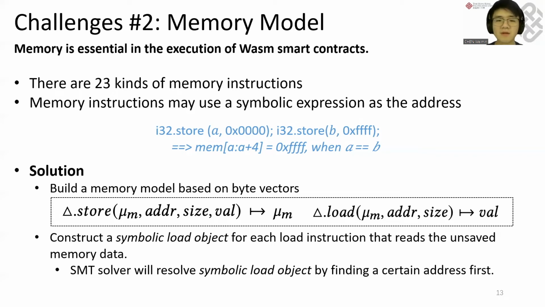To solve this, we build a memory model based on byte vectors. We also construct a symbolic load object for each load instruction that reads and saves memory data. The SMT solver will resolve the symbolic load objects by finding a certain address first, and then solves the remaining constraints.